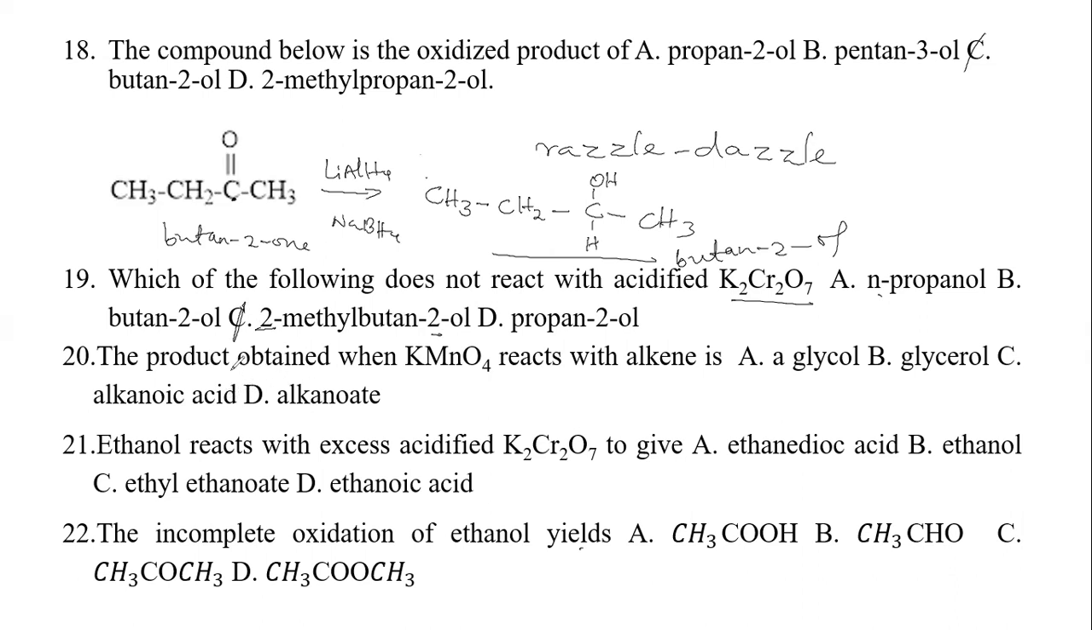Question number 20. The product obtained when KMnO4 reacts with alkene is what? Alkene reacts with KMnO4 to give diol. Another name for diol is a glycol. So if you have ethene, it will react with KMnO4 to give ethylene glycol, an antifreezing agent.